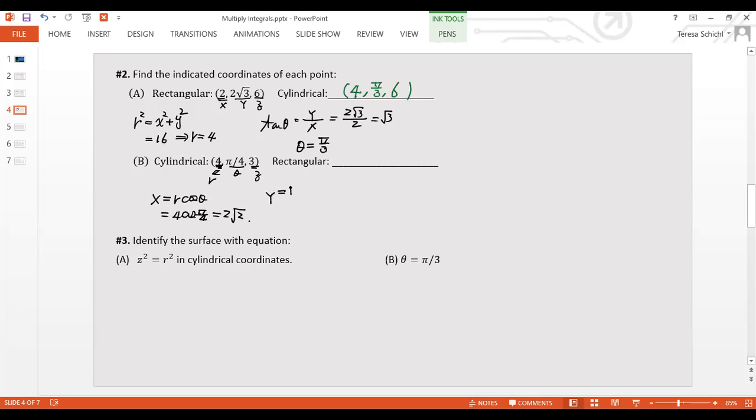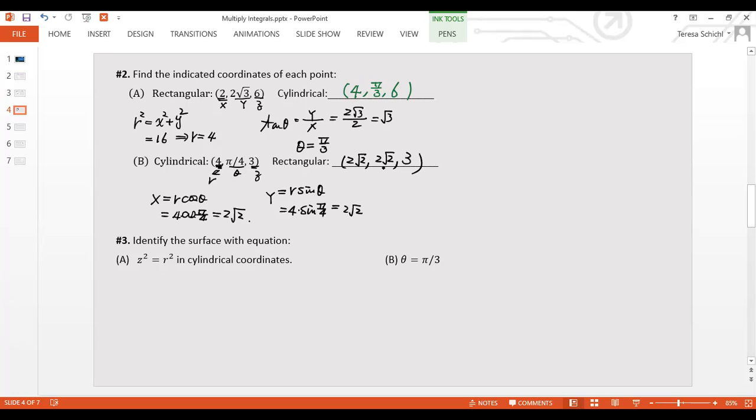Then y is equal to r sine theta. So this is 4 times sine pi over 4. So what do we have here? We have 2√2. So I have x, y, and z, right? So this is 2√2, 2√2. Now what happened to z? z is the same, it's 3.